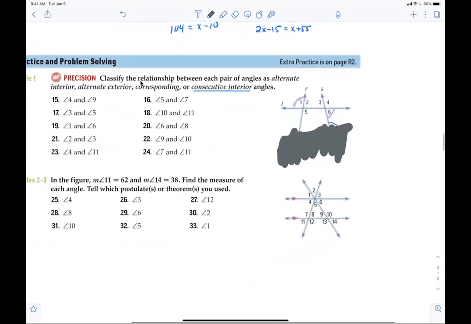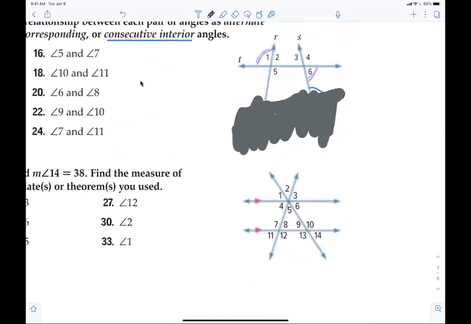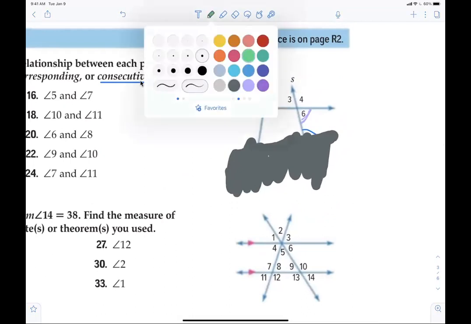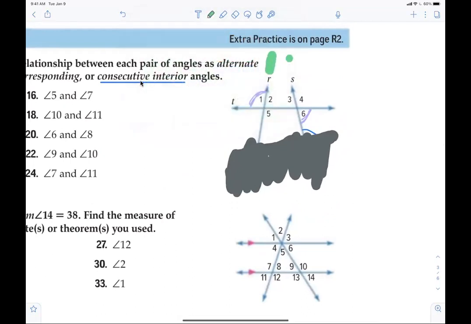17. So 3 and 5. So there you have it. Are they on the inside or the outside? One of them's on that side, one of them is on the inside. They're both on the inside. Here are the 2 lines. Come on now. And again, I'm just trying to tell you, it's going to be hard to do this if you don't see this. These are the 2 lines. This is the transversal, right? It's 3 and 5 are inside those 2 lines.